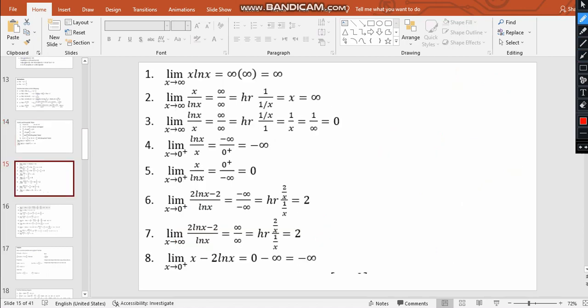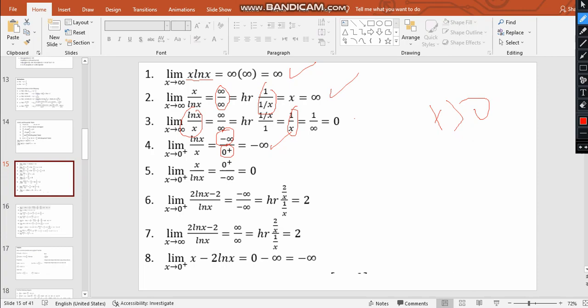Let us do the limits here. Limit as x tends to infinity: infinity times infinity is infinity. Here, L'Hospital's rule: we do infinity over infinity. The derivative of x is 1, the derivative of ln x is 1 over x, so it's x, which is infinity. Limit as x tends to infinity, coming in here, infinity over infinity. The derivative of ln x is 1 over x, the derivative of x is 1, L'Hospital's rule. So a number over infinity is 0. Here, limit as x tends to 0 plus, because x is bigger than 0 in ln x. So ln 0 is minus infinity over 0 plus. So it's minus infinity.